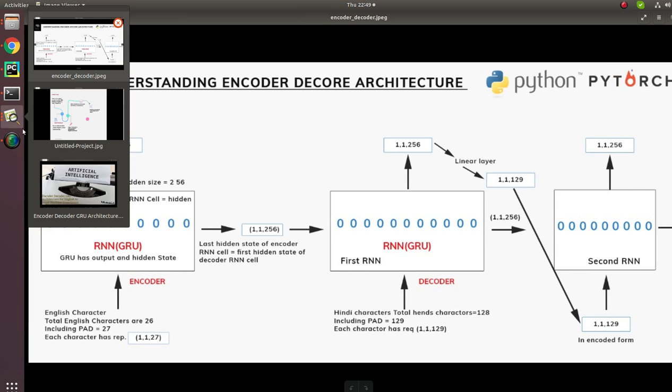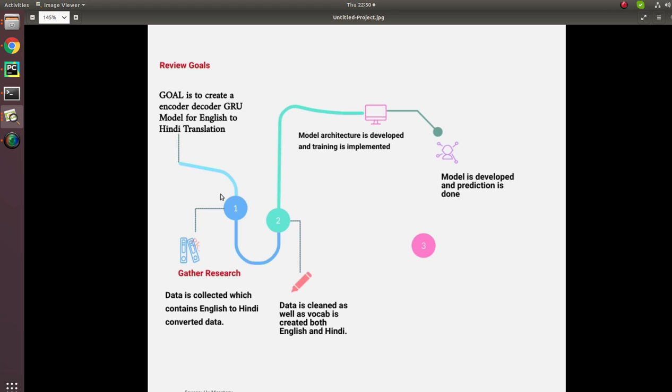So again, let me go back to the roadmap. The roadmap was to create an encoder decoder GRU model for English to Hindi translation. First, I gathered research and read a lot of literature review papers. I read about what a GRU is, what a neural network is, what the hidden size of an RNN cell is, what the shape of the input to an RNN cell should be, what the output hidden state shape and output from the RNN cell are, which hidden state has to be passed to the decoder, and whether we need the outputs of the encoder or not. Then during the prediction, what we need to store is surely the output from each of the decoder RNN cells. So that was all the research and gathering that was done.